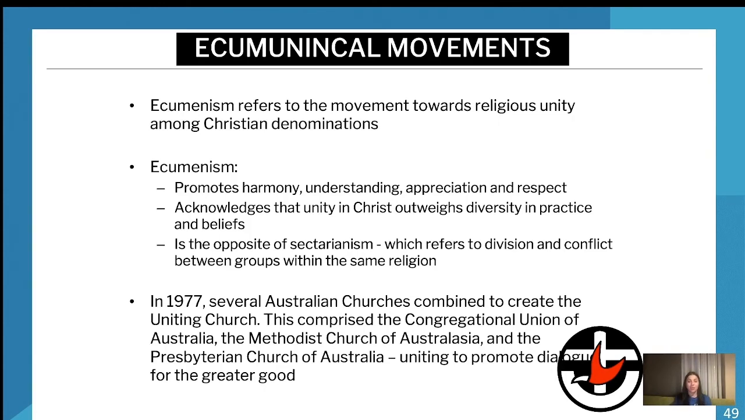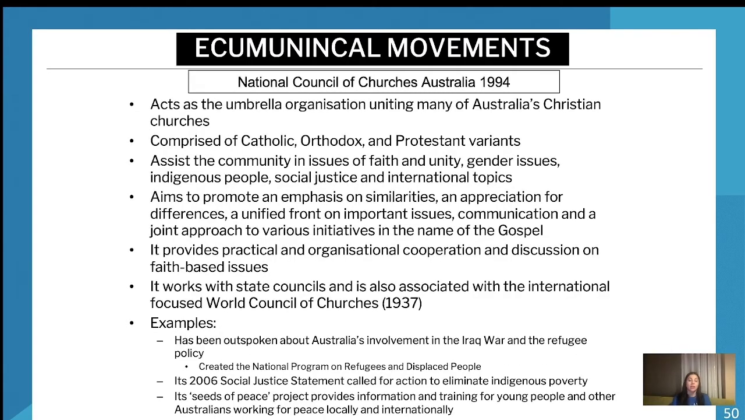Because it is an example of ecumenism and churches coming together, because the Australian churches combined. The Uniting Church today is comprised of the Congregational Union of Australia, the Methodist Church, and the Presbyterian Church, which united all together under the Uniting Church to promote dialogue for the greater good. So then there's the National Council of Churches Australia, which is the umbrella organisation uniting many of Australia's Christian churches.